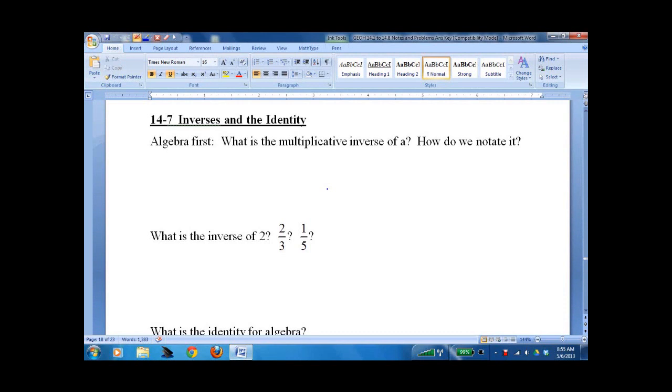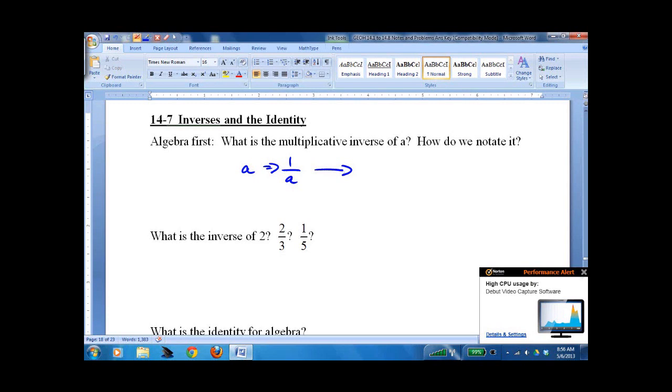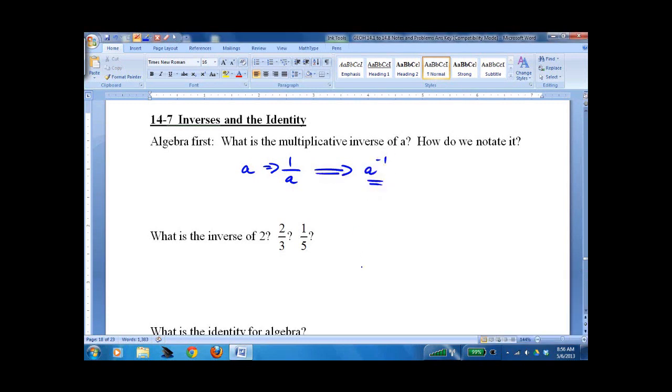Lesson 14.7, inverses and the identity. So algebra first, what's the multiplicative inverse of A? So if we have A, the inverse is 1 over A, which we also write as A to the negative first.